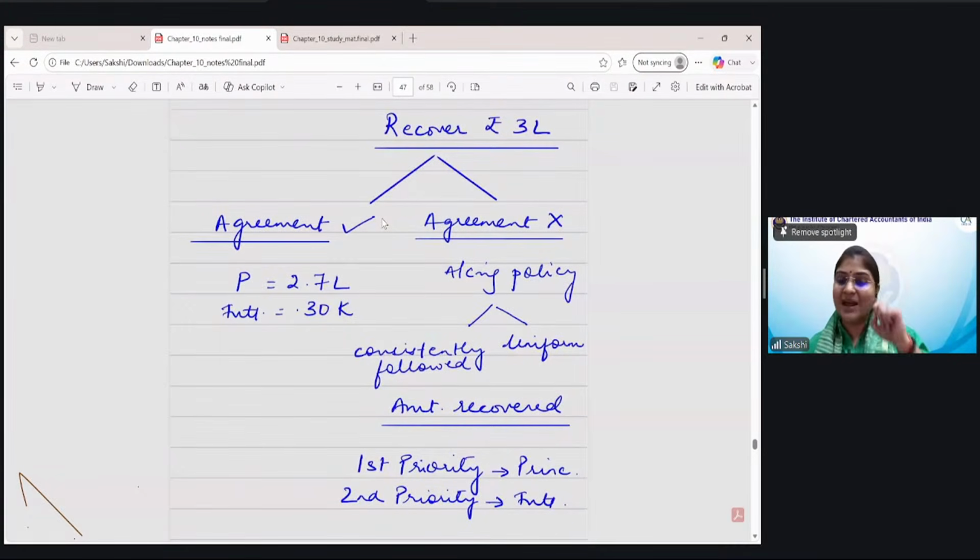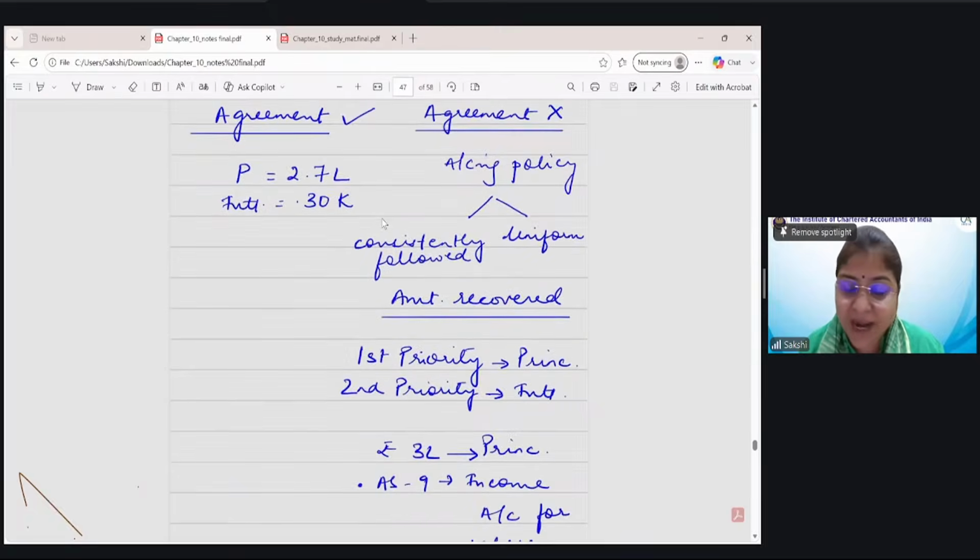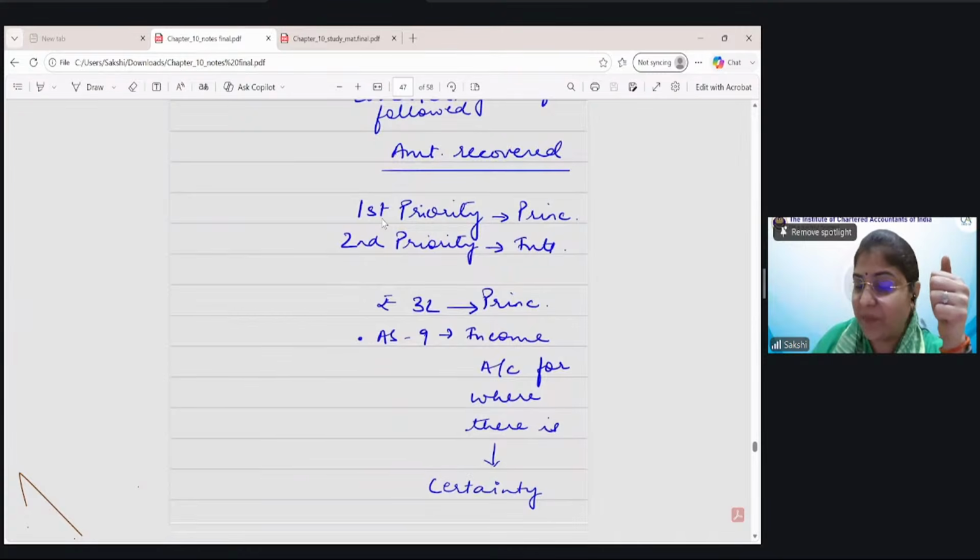The bank has to follow some kind of accounting policy, and we all know as per AS1, whatever policy you follow, it should be consistent and uniform. It should be followed from time to time. Now, either the bank says that we are fixing a priority, that whatever amount you recover will be first set towards the principal and then towards the interest. So in this case, what will happen? The entire 3 lakhs will be adjusted against the principal amount and nothing towards the interest will be deemed to be recovered. Are you understanding? So the entire 3 lakhs will be the principal.